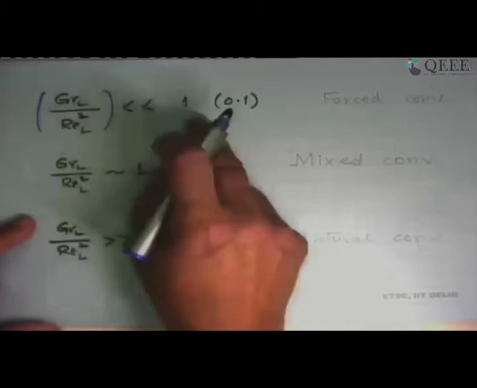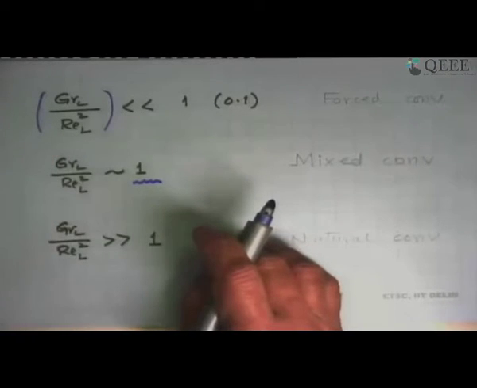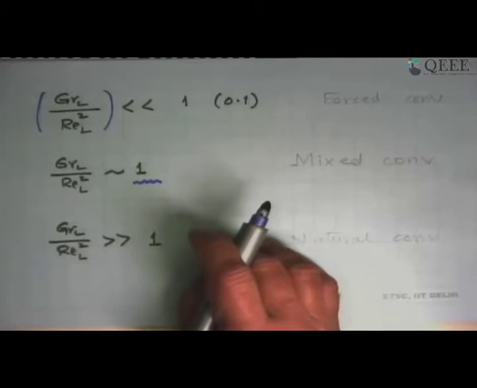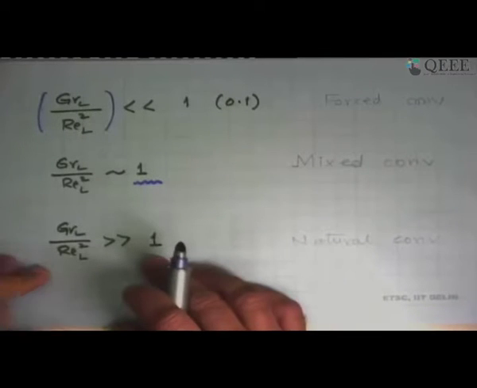If this is very much less than 1, or say less than 0.1, this is one extreme. If the two are comparable, this will be of the order of 1: 0.8, 0.9, 1.1, 1.2, 1.5, even maybe 2 also. And what is the case where this ratio is very much greater than 1, maybe 100, maybe 1000, maybe 10,000, something like that. So let's see what happens.